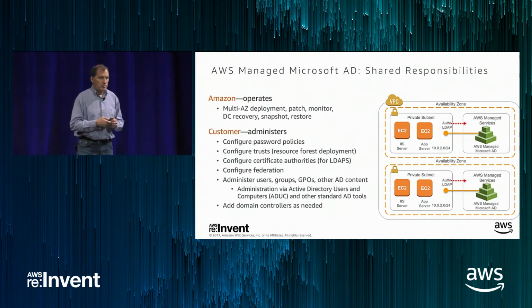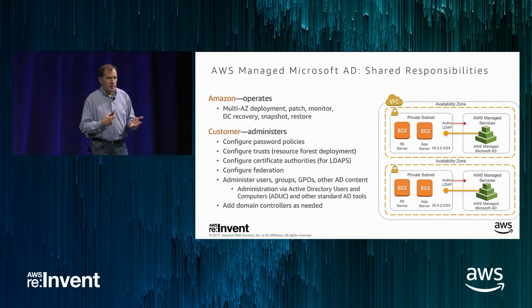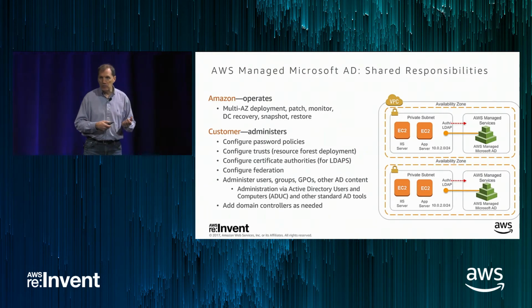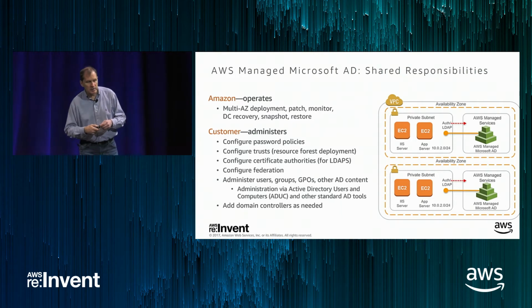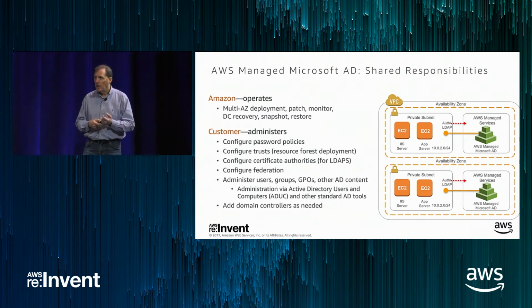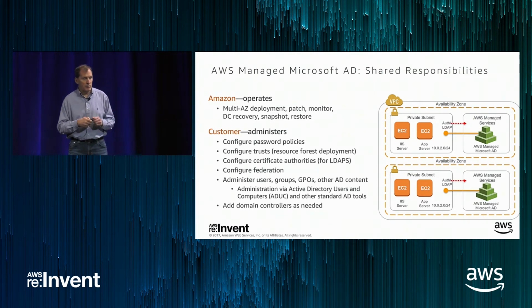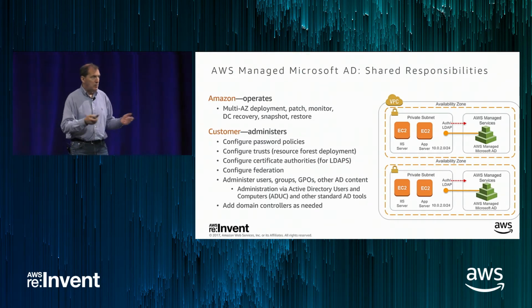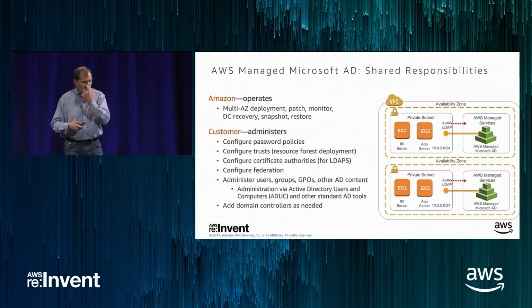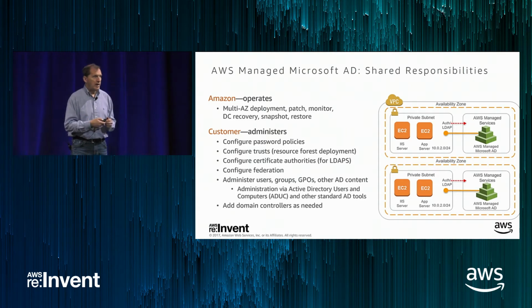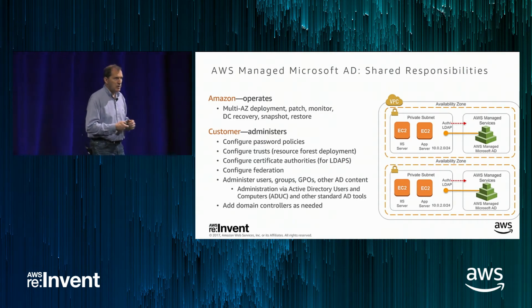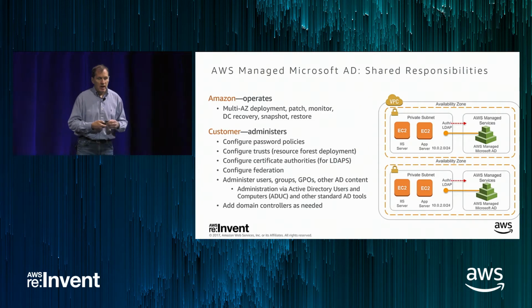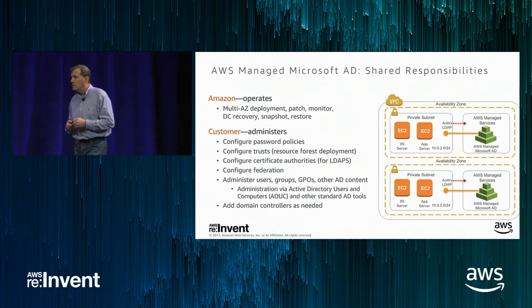The part that you do is the administration of configuring password policies, setting up any users or groups you want to have up there, and setting up trusts. If you wanted to use LDAP-S, as an example, you could set up a certificate authority to assign the certificate for LDAP-S use. You configure federation if you want to do federation outbound to something like Office 365. You also use normal Active Directory Users and Computers and other administrative tools to do the management. And then if you want to add additional domain controllers, you would do that.